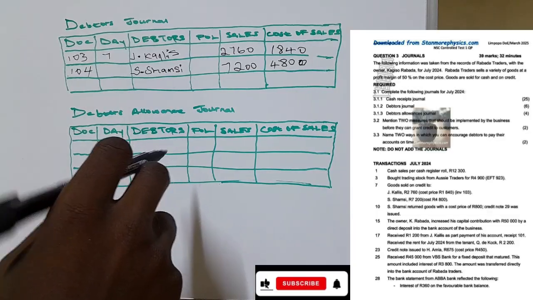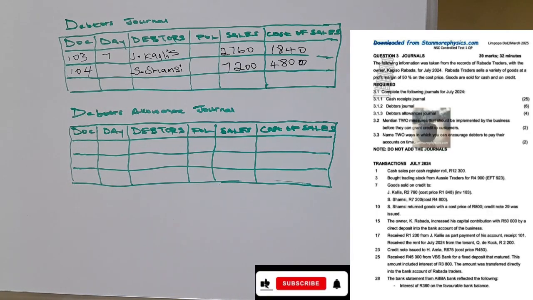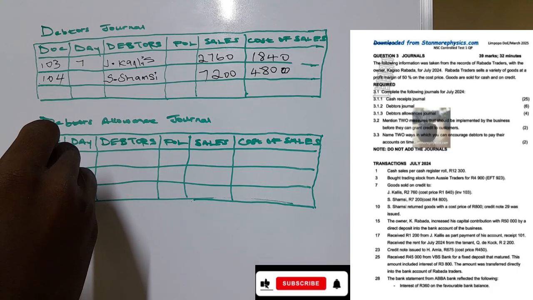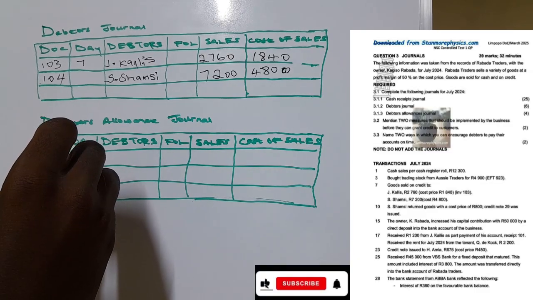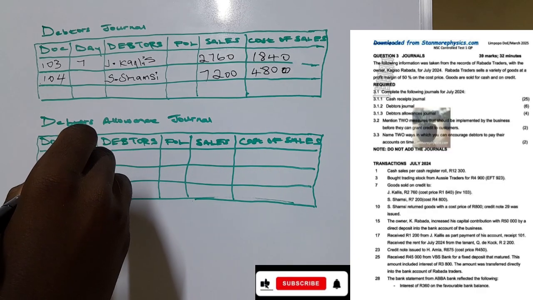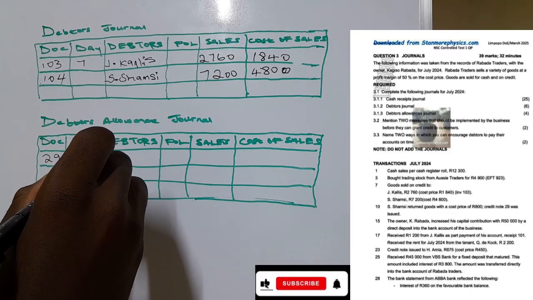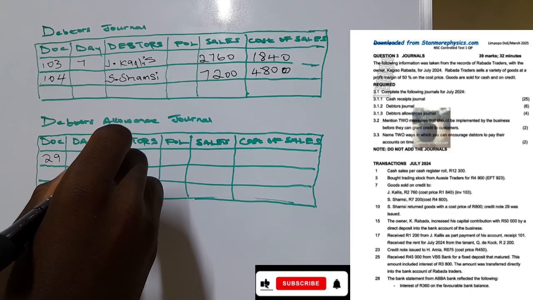And then we go to the next one. S. Shamisi returned goods with a cost price of 800, credit note number 29 was issued. Then here our document number is going to be 29. Then the day is going to be 10. Then our debtor is S. Shamisi.